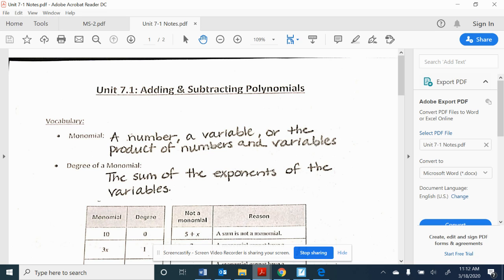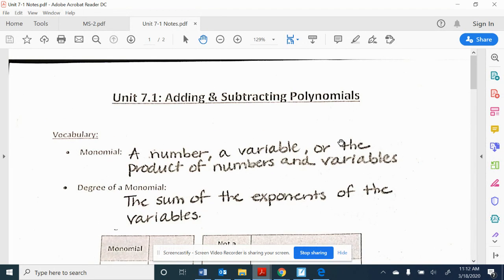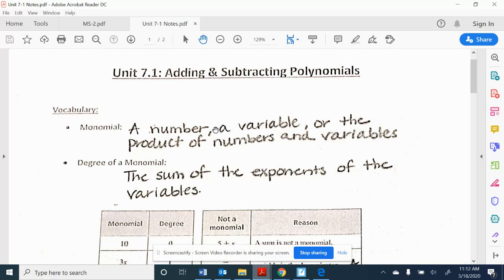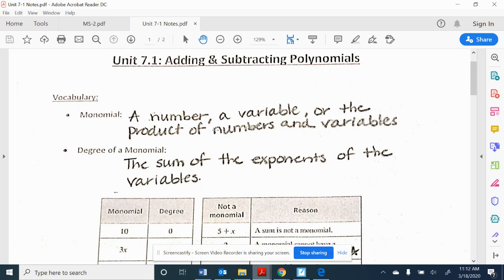Hello, Algebra class. So for today's video, we are going to be going over the notes from Unit 7.1, adding and subtracting polynomials. The first thing we need to do, though, is understand some vocabulary. So before we get to polynomials, let's talk about what a monomial is.